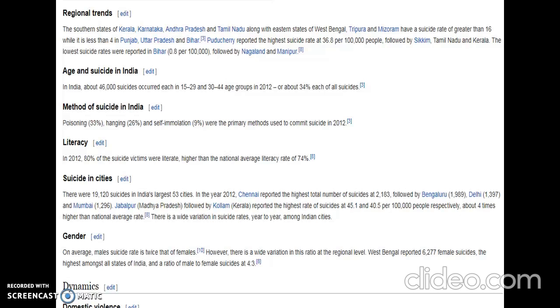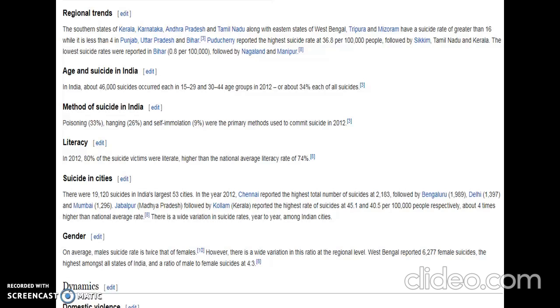Regarding regional trends, let us see the suicidal nature of the person. The southern states of Kerala, Karnataka, Andhra Pradesh and Tamil Nadu, along with eastern states like West Bengal, Tripura and Mizoram, have a suicide rate of greater than 16, while it is less than 4 in Punjab, Uttar Pradesh and Bihar. Pondicherry reported the highest suicide rate at 36.8 per 1 lakh people, followed by Sikkim, Tamil Nadu and Kerala. The lowest suicide rates were reported in Bihar, followed by Nagaland and Manipur.